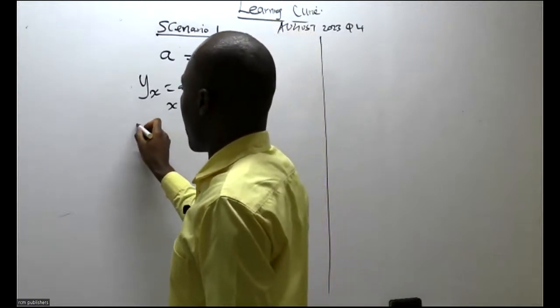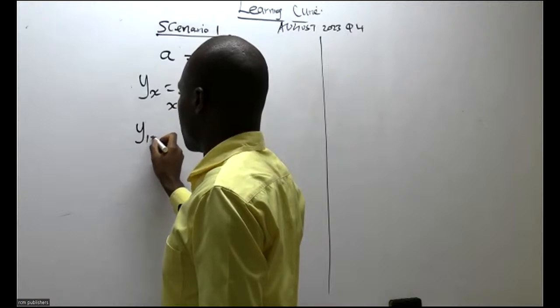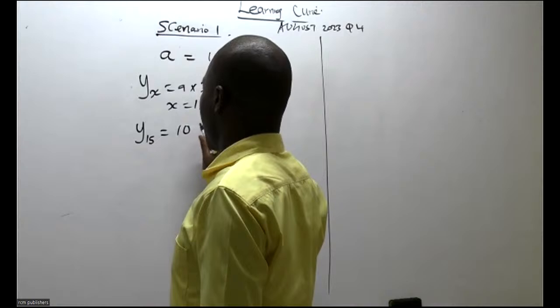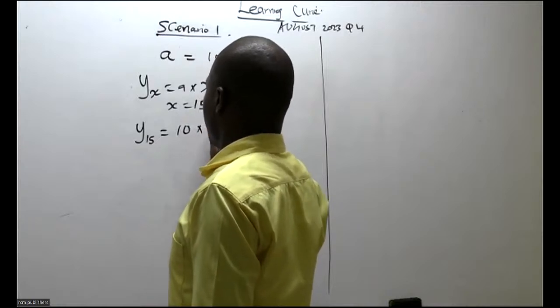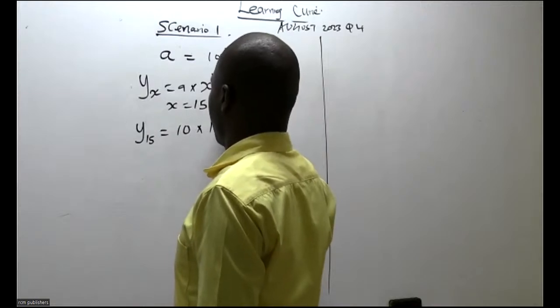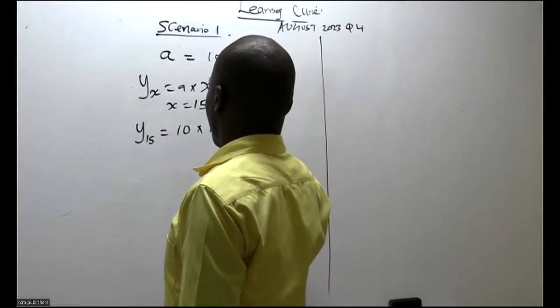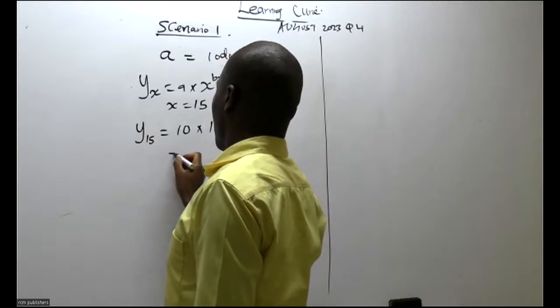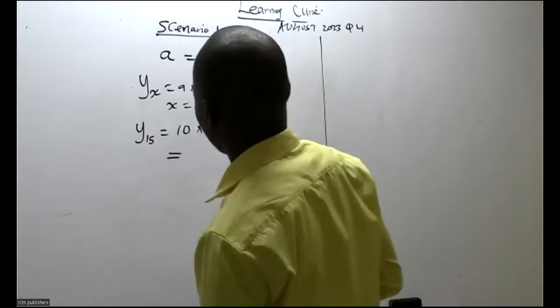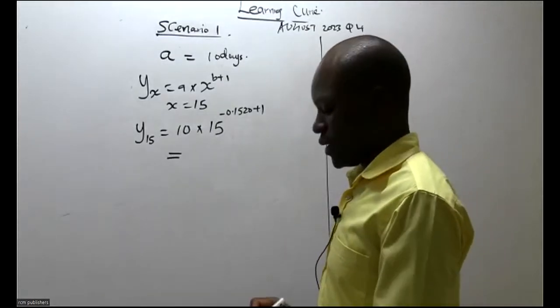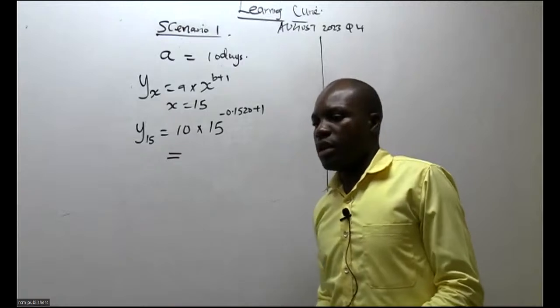So let's take Y, which is 15, equal to A, the number of days to produce the first bus, times 15 raised to power B plus 1. And our B is negative 0.152, plus 1. Let's do that. How many days do we have? Maybe to 1 decimal place will be okay.